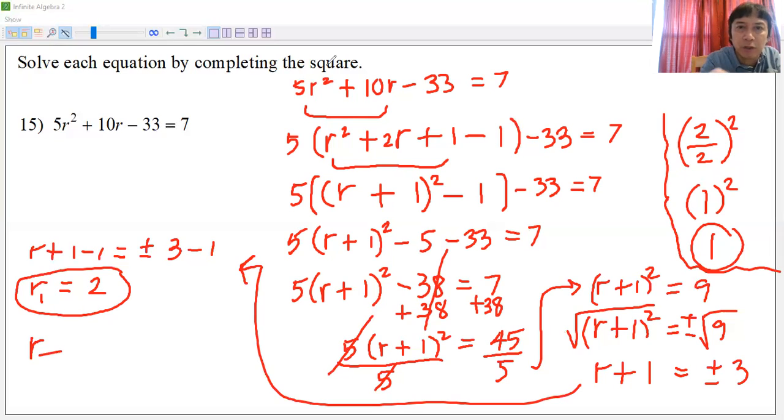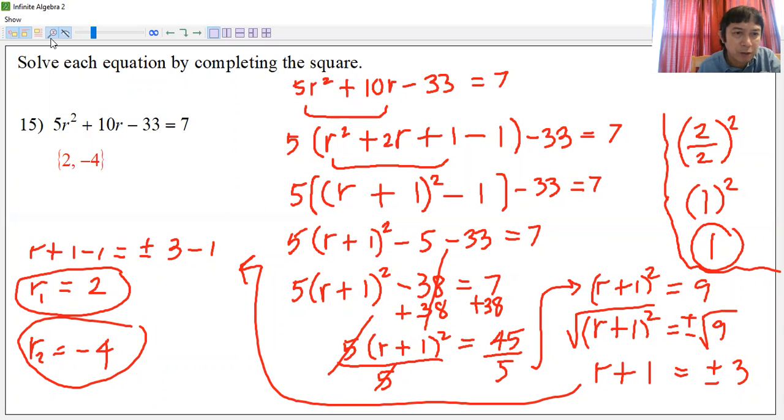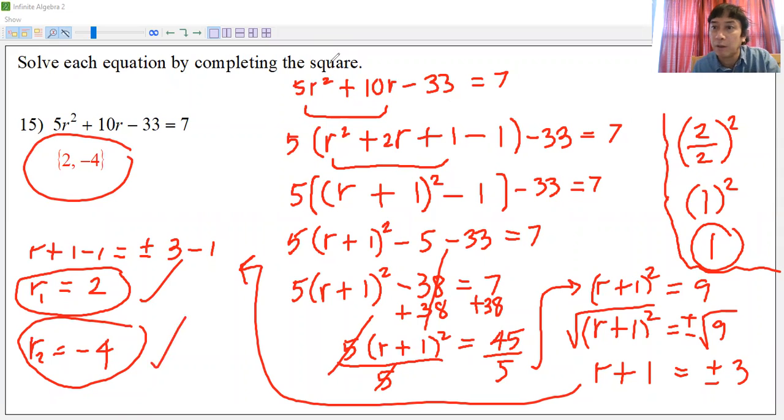This is R2. Let me just clear that. This is R2, that's a negative 4. That's our second. Let's check the answer. We have a positive 2, comma, negative 4. Those are the values over here. That means this and this are the roots of the equation. And so number 15 is solved. We shall continue with the next number.